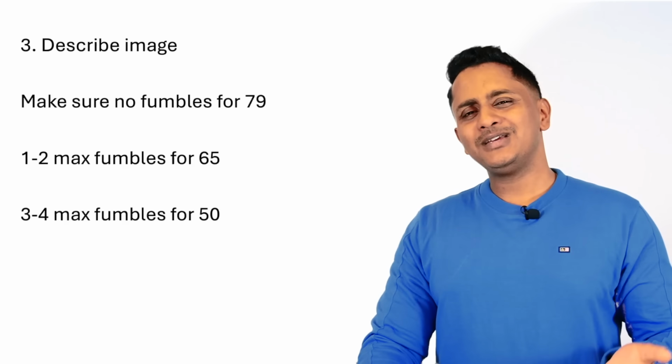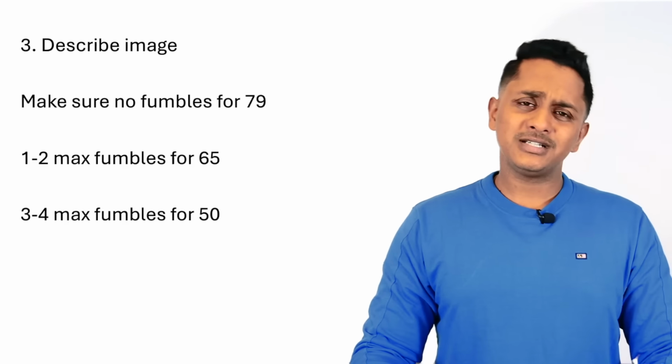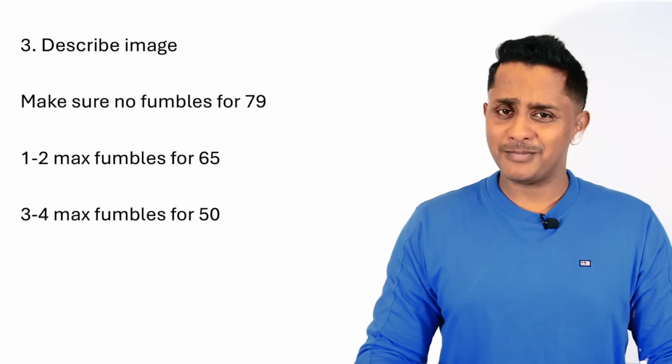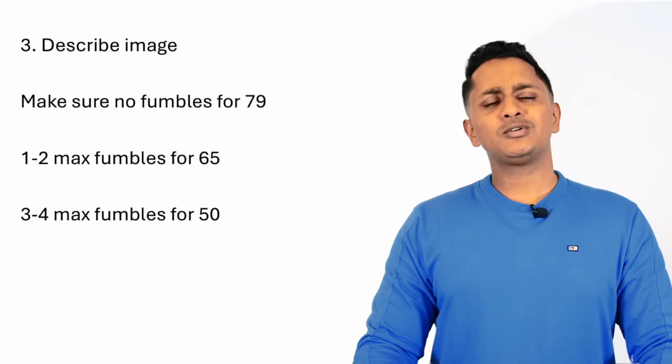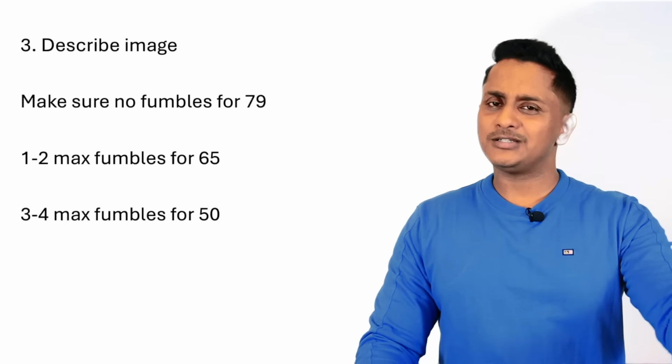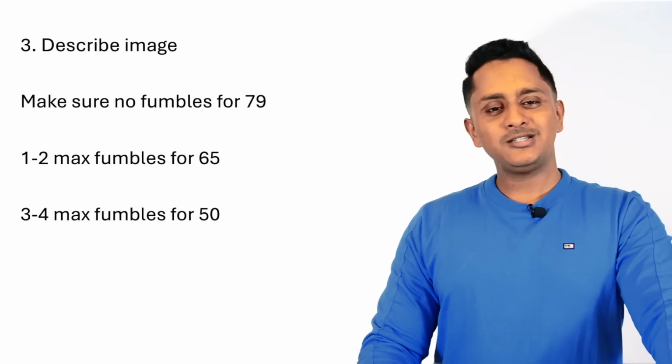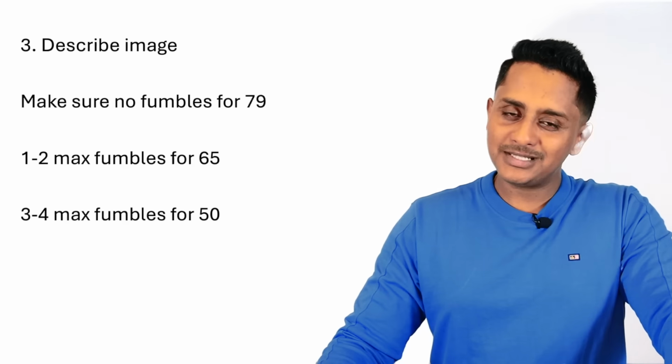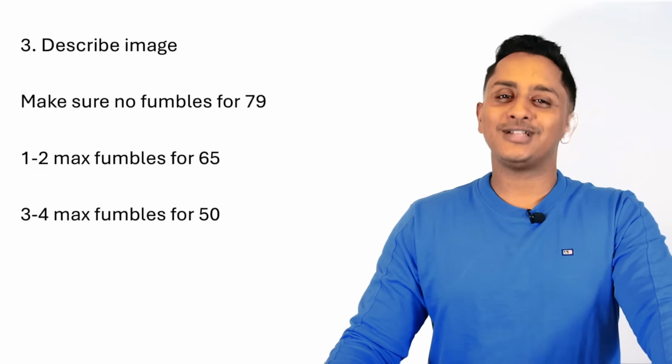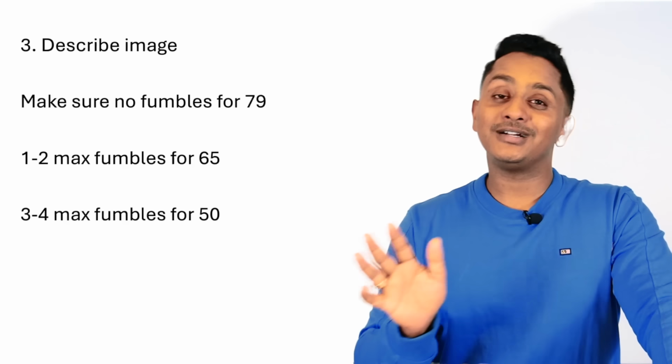Use a template and speak without any fumbles, you should be able to get a good mark. Refer to our describe image videos, you will get the templates, just make sure you memorize. For 65, you can still make 1 to 2 max fumbles, and for 50, 3 to 4, not more than that. Making 6, 7 fumbles, I am telling you 50 is so difficult.